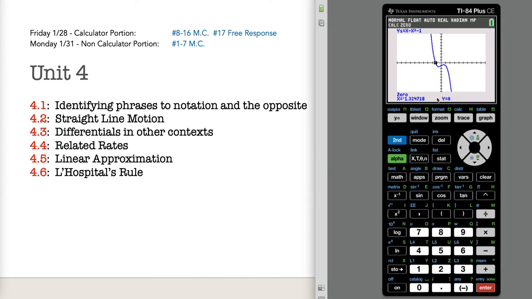Were you able to get it? Okay. Where are you at? I did x equals 1, and I got y equals negative 1. Why did you do x equals 1?